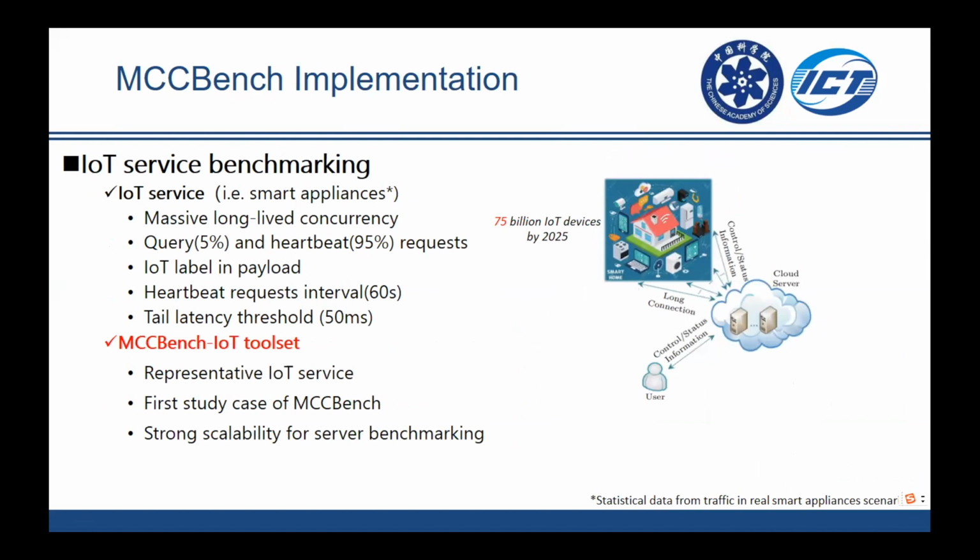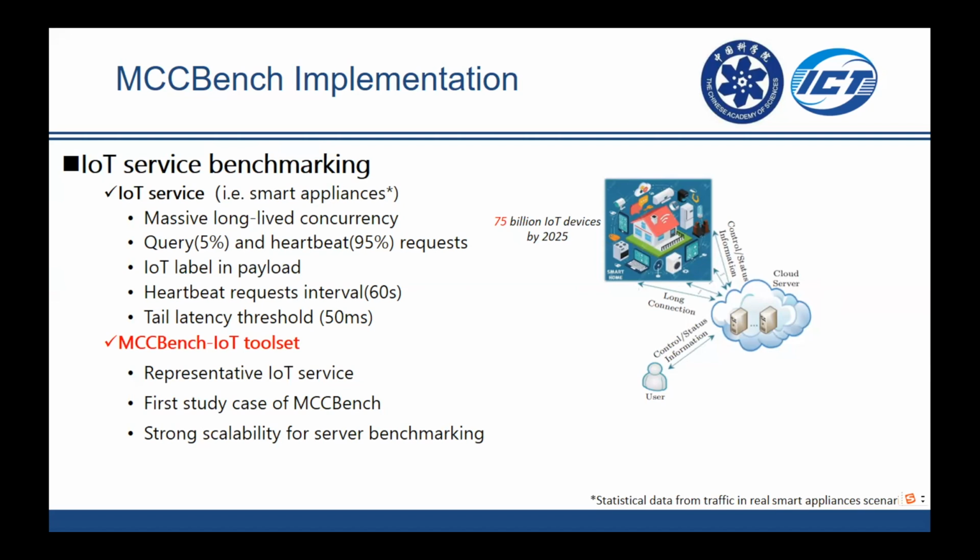For the MCCBench first implementation case, we pick IoT service as it's one of the typical interactive networks. Taking the smart appliance as a case, we show the IoT features. Under the massive long-lived concurrency, the requests are classified into 5% query requests, standing for high priority and demanding responses, and the remaining 95% heartbeats for connection keep-alive, which don't need a response and stand for low priority.